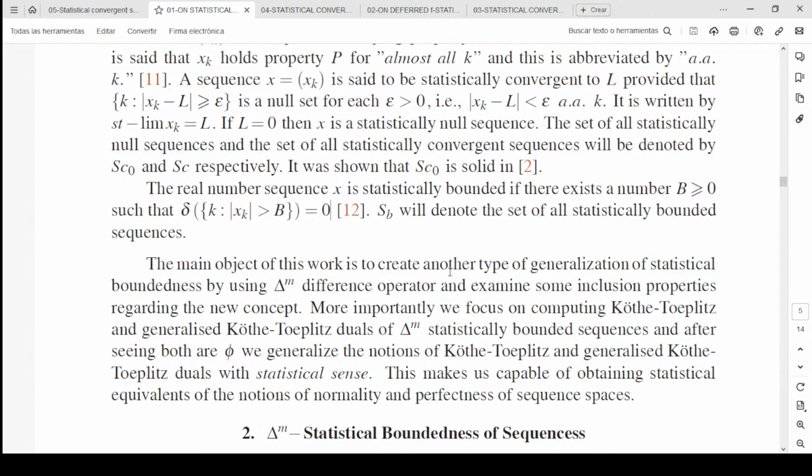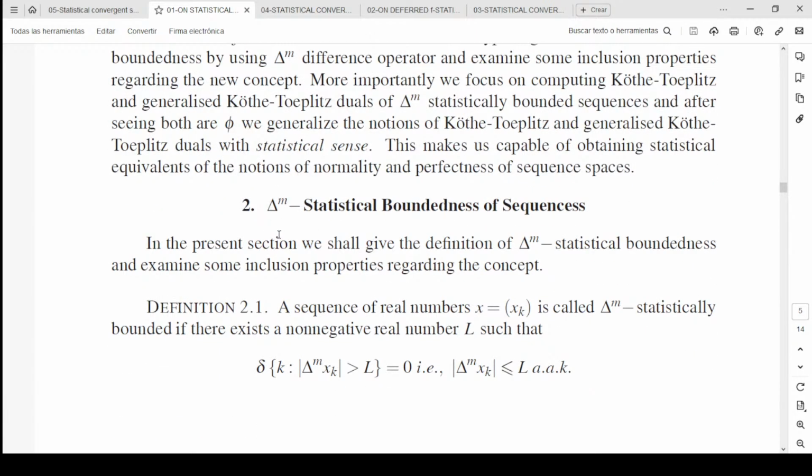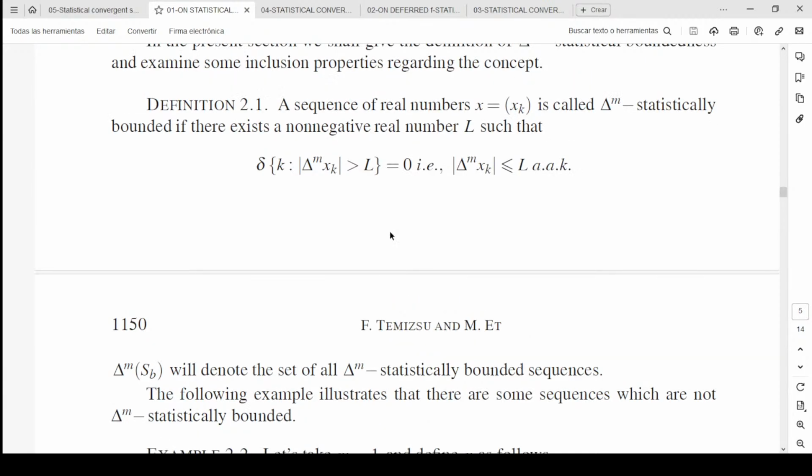So I tried to generalize this idea for generalized difference sequences. This was the second part of this paper, which dealt with the concept of delta M statistical boundedness of sequences. So we say that X is called delta M statistically bounded if there exists a non-negative real number L such that these conditions hold.